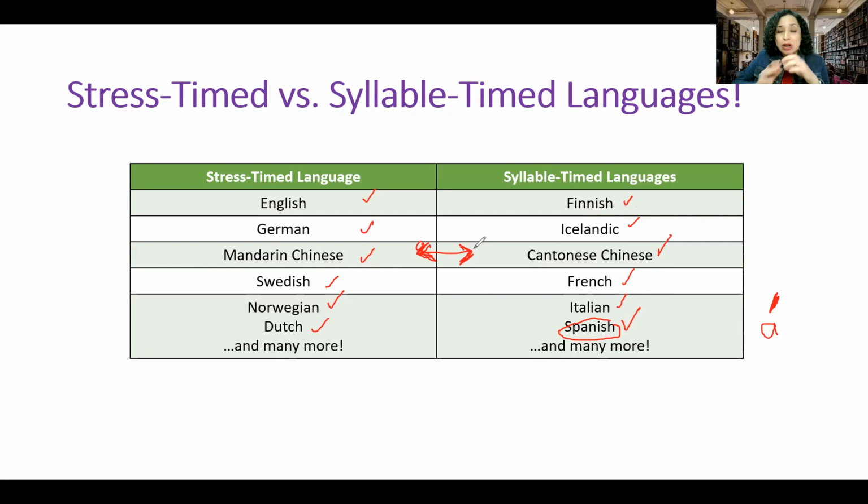This is why these two are very different from each other, because one is stress timed, depending on what you put into a sentence and also inside a syllable. And Cantonese Chinese is similar to the way Spanish does it. They stress only syllables. And of course, other languages too.